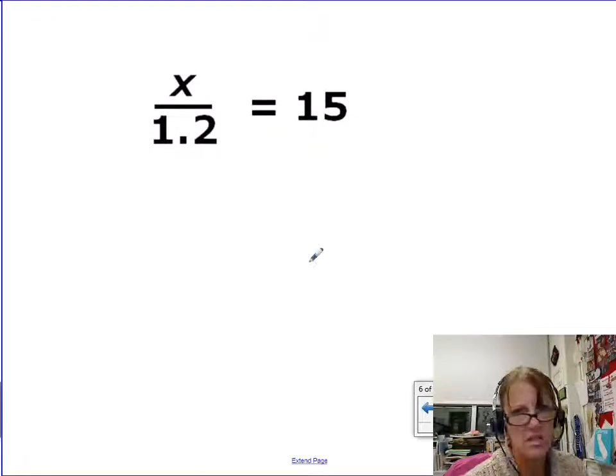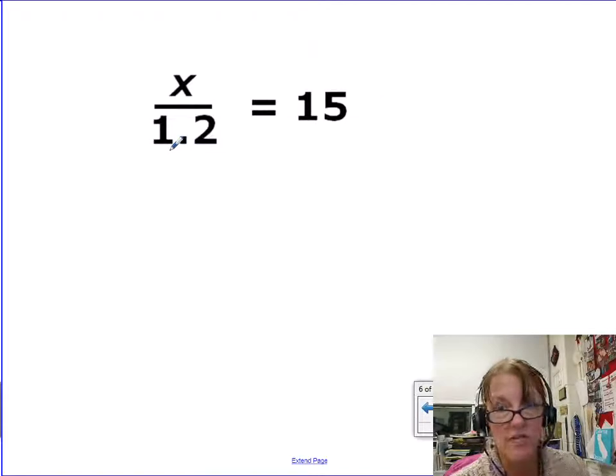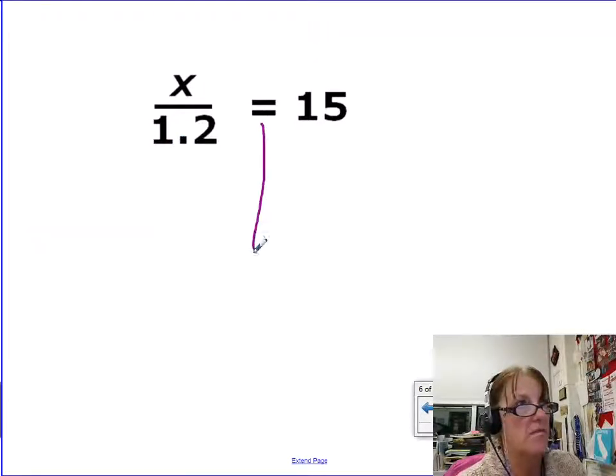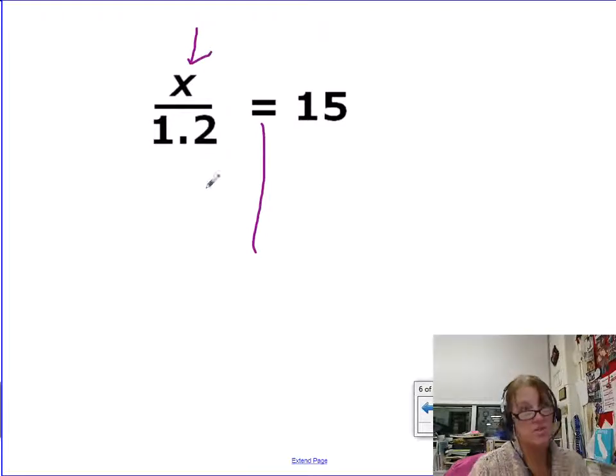Oh, now look at this. It looks like I have a fraction and a decimal in the fraction. Whoa. We have a calculator, so we're good to go. I found my variable. Here it is right here. And what I want to do is get that variable by itself. This really stands for dividing.